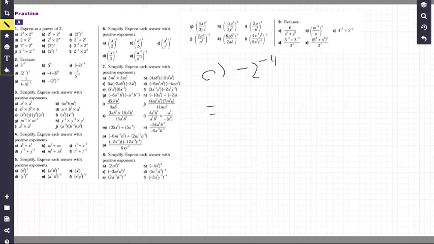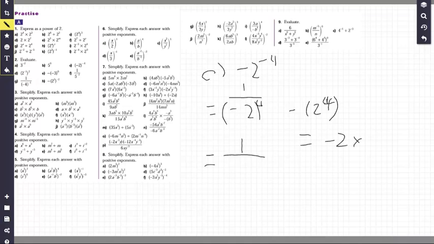This will become 1 over negative 2 to the 4. And remember, we have a bracket here. If you don't have the bracket, you're going to evaluate this differently. But now you have the bracket, you're doing this. Because remember, when this is negative, it could be a negative 1 times 2 to the power of 4. That could be the case.